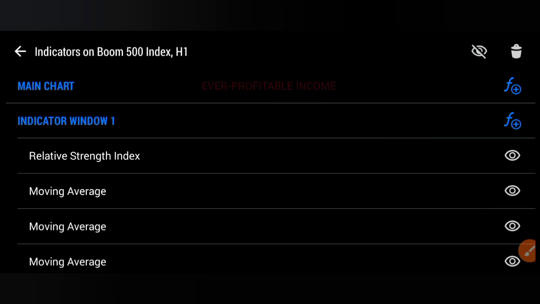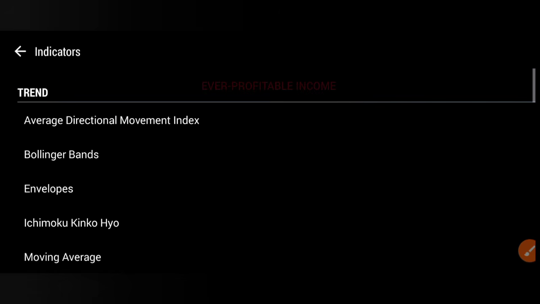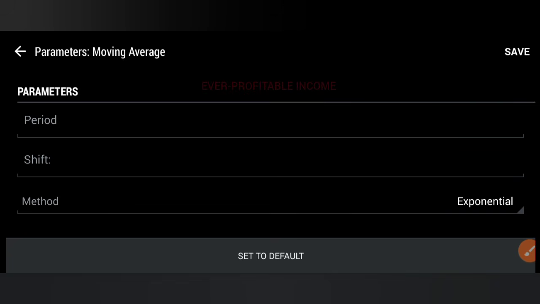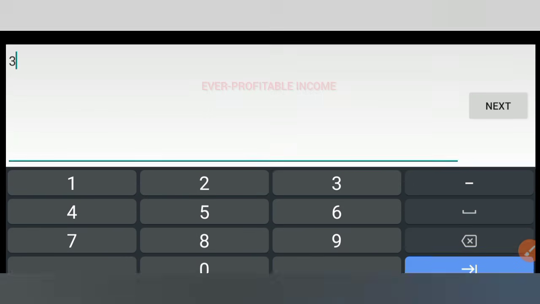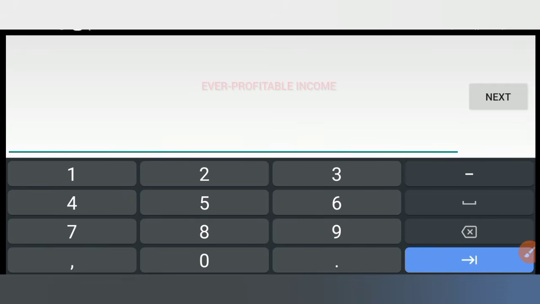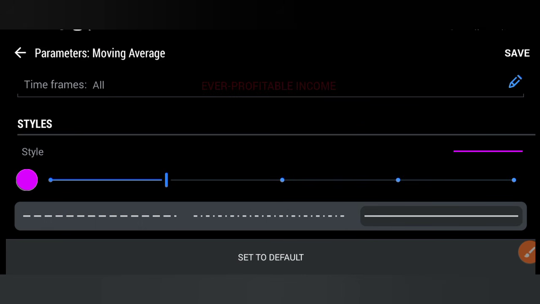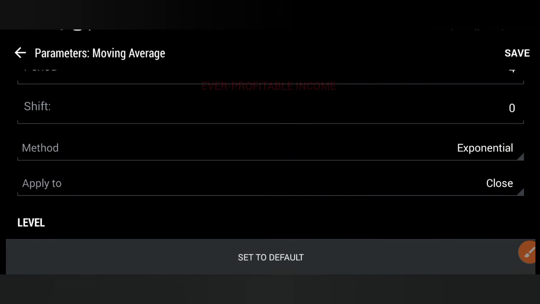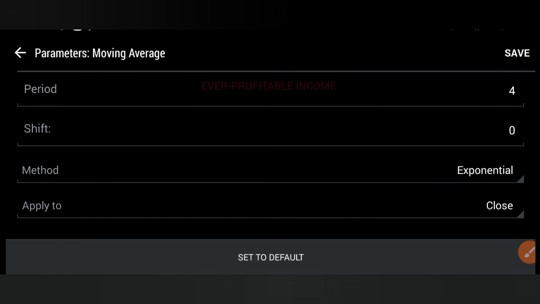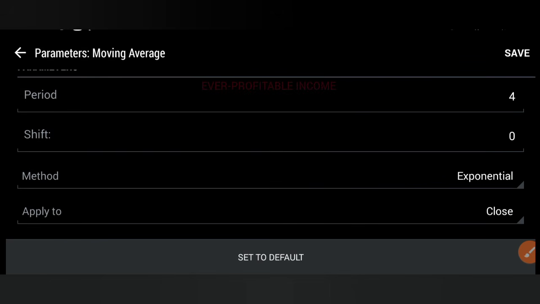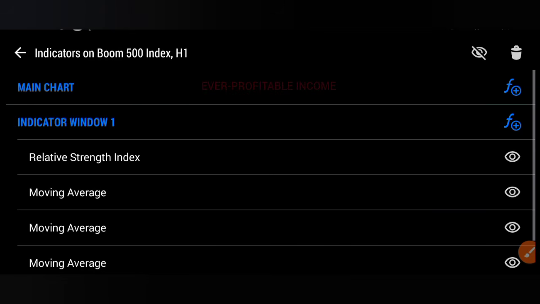So we currently have 3 moving averages. Let's add another one. Okay, so I'm just going to set it up. So I'm doing a step by step of how to add your indicators, in case you're having difficulty adding it. So the period is 4, the shift is 0, and the method is exponential. Okay, and apply to close. So this is it. Can you see that? So you click on save, leave it to be the same color.